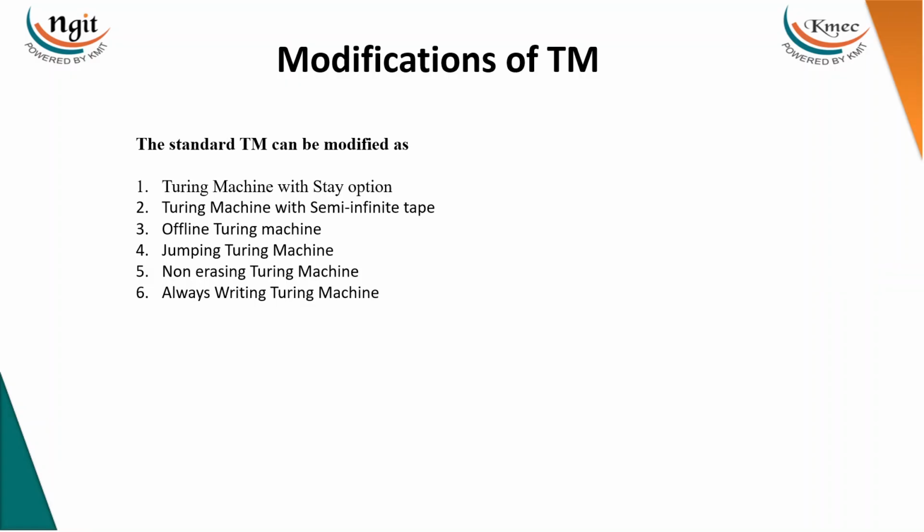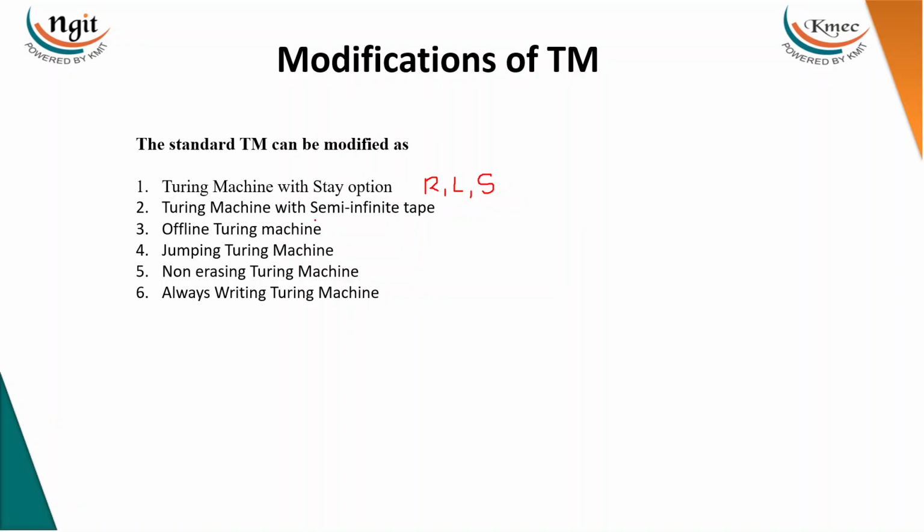The standard Turing machine can be modified as the Turing machine with the stay option, right? We are moving right direction, left direction, right? Sometimes you don't need to go anywhere. I've already discussed this no direction. They are saying that stay option. It is going to stay at one place.